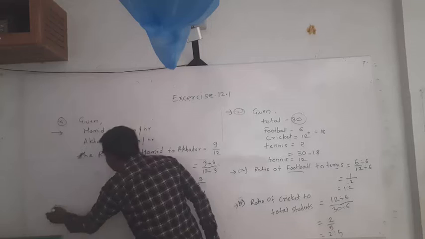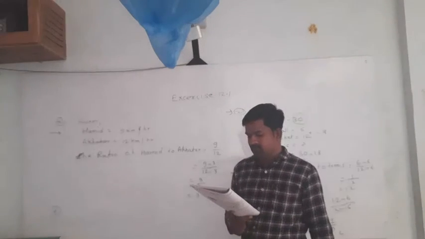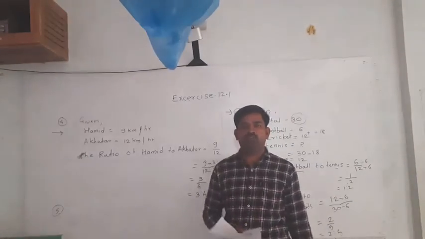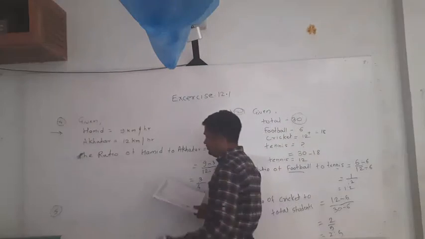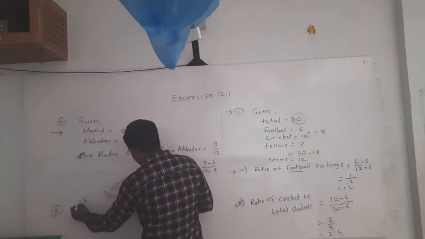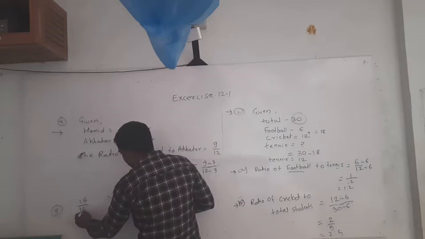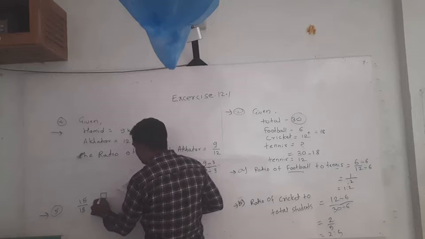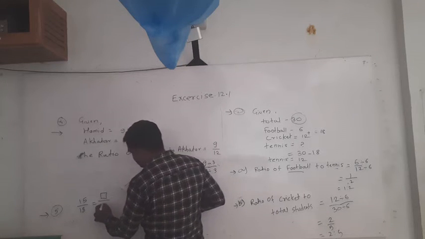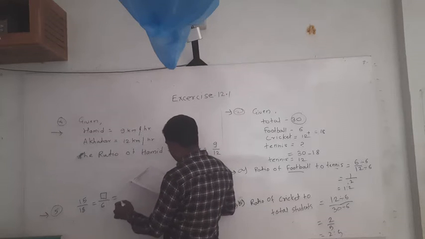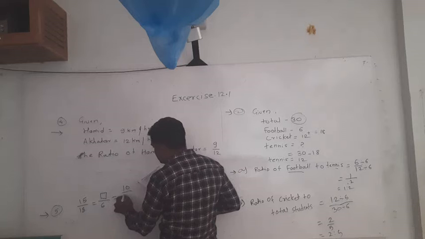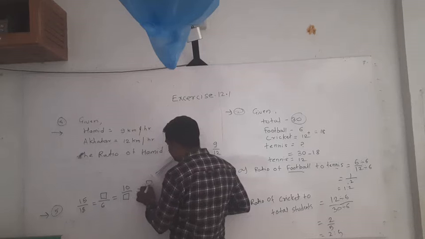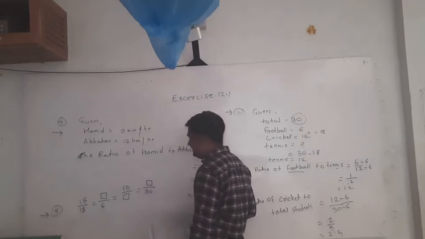Question number 5. Now see here. Fill in the following blanks and you want to find whether they are equivalent ratios or not equivalent ratios. So the example they have given here: 15 by 18 is equal to, means equivalent, 6 by box is equal to 10 by box, is equal to box by 30. This is the example.